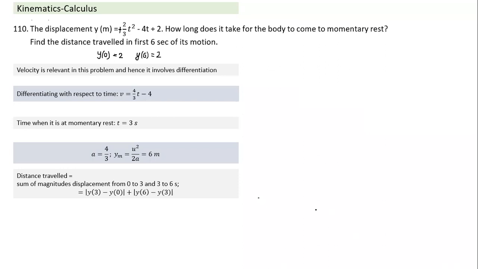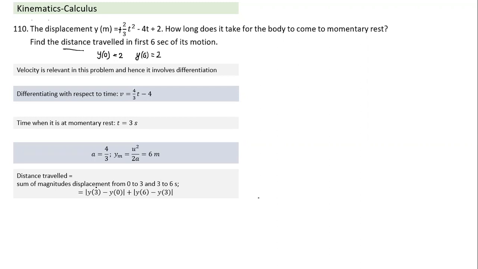Okay, coming back to the question here. Okay, I'll hide this control button. How do you find distance traveled? This question was simpler, but I'm just understanding what is distance traveled if the direction of motion changes. Distance traveled, if the direction of motion changes at 3 seconds, is equal to sum of magnitude of displacement from 0 to 3 and 3 to 6.